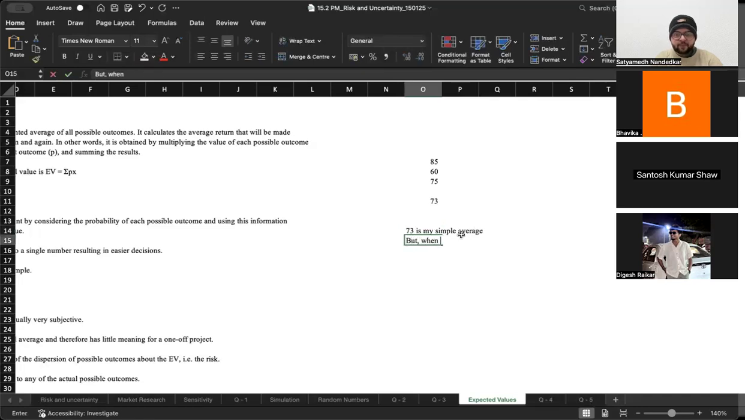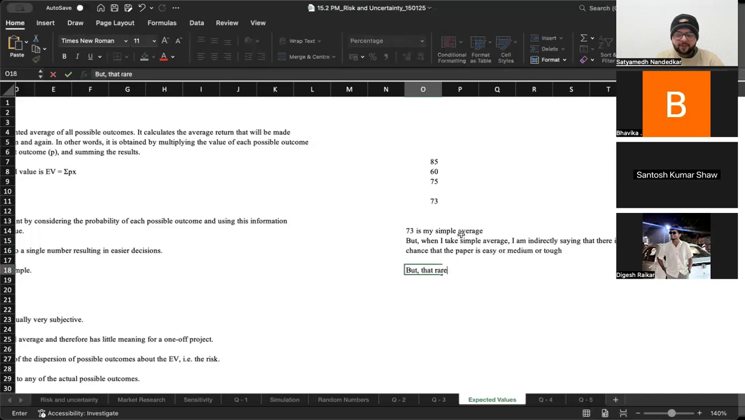But when I take a simple average, I am indirectly saying that there is an equal chance that the paper is easy or medium or tough. But that rarely happens in life. That rarely happens in real life. ठीक है.